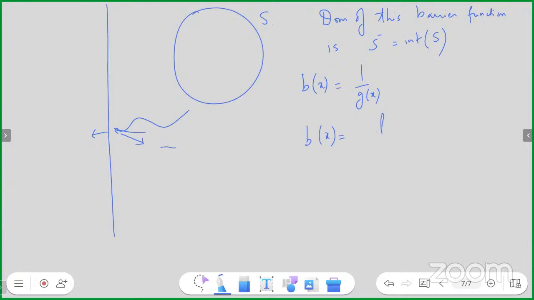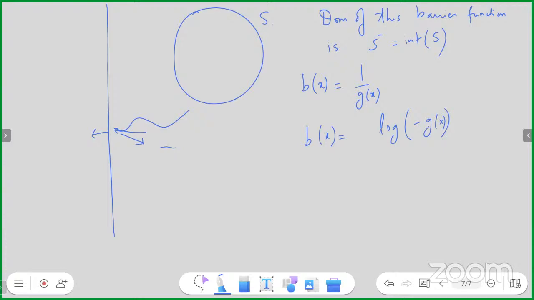What should I put inside the log? Minus g of x or g of x? G is negative. So minus g of x will make sure it's done. So this is called a log barrier. The most used barrier function is the log barrier.